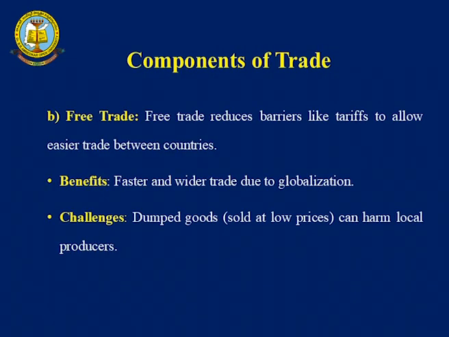The second component of trade is free trade. What do you mean by free trade? The name itself has a meaning. Free trade reduces tariffs or barriers to allow easier trade between countries. Then what is the benefit of free trade? Faster and wider trade due to globalization. Though it has benefits, it also has disadvantages. What are the disadvantages?